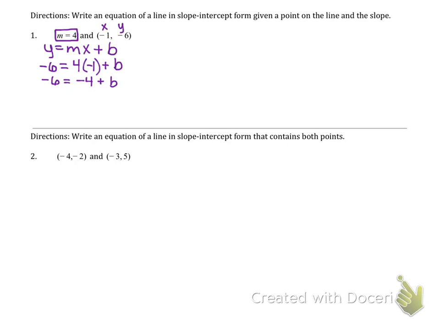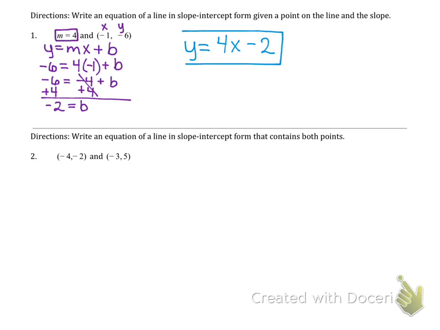Next, to solve for b, I'm going to add 4 to both sides. Negative 4 and positive 4 cancel, that makes 0. So now I have b is equal to negative 2. So now I'm going to write the equation y equals my slope, which is 4, x, and then my b value I just solved for is a negative 2. So when you write your final equation, you should always have that y and the x variable in your equation.